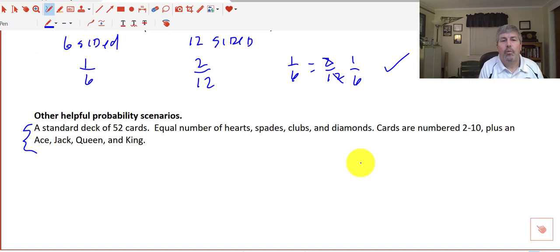Some other helpful probability scenarios. Back to that standard deck of cards we saw earlier. There are equal numbers of hearts, spades, clubs, and diamonds. It's a standard deck. The numbered cards are 2 through 10, plus your quote-unquote face cards are ace, jack, queen, and king. So there's no 1 in a deck of cards.